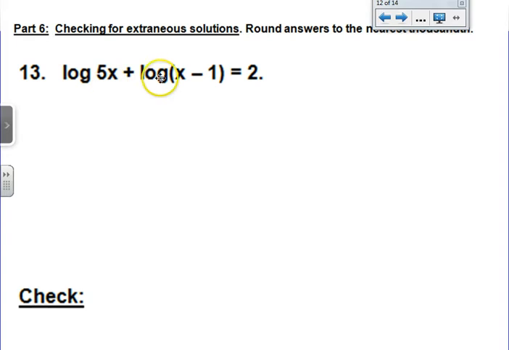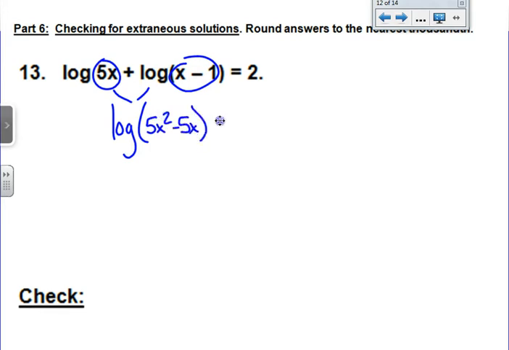So here, notice there are 2 logarithms in the problem, and using our property of logarithms, when I add 2 logarithms together, I can bring that into 1 logarithm by multiplying their inside components. So 5x times x minus 1 is a distribution problem, and that gives us 5x squared minus 5x.